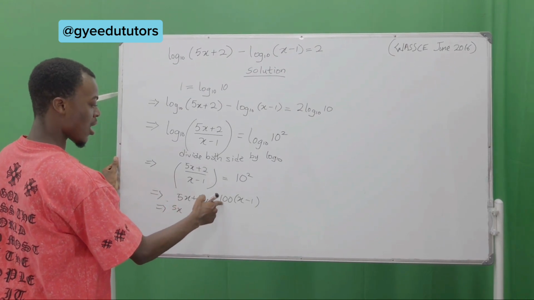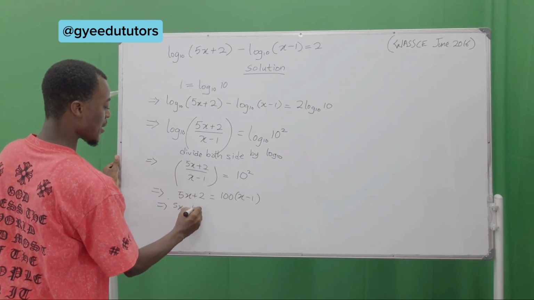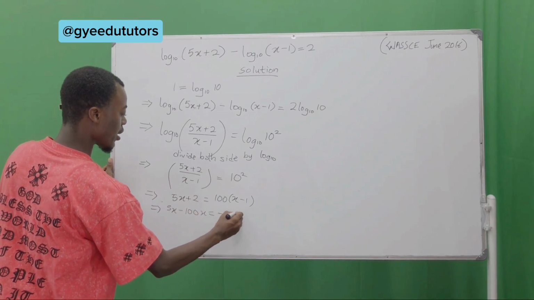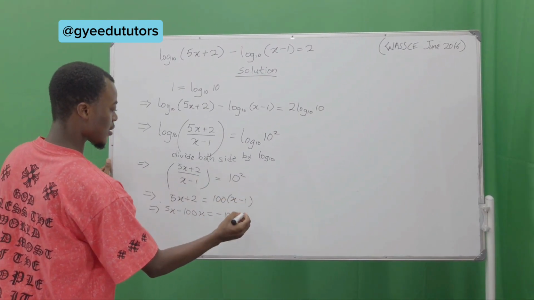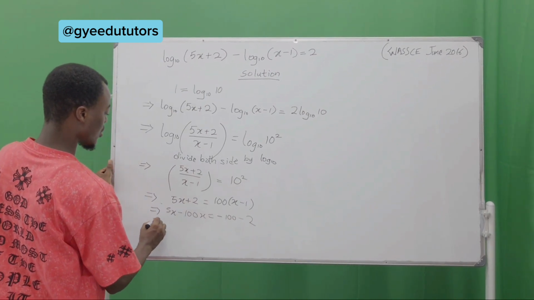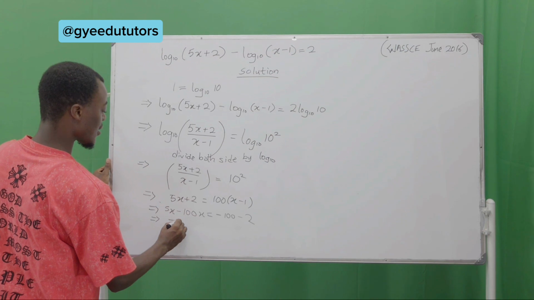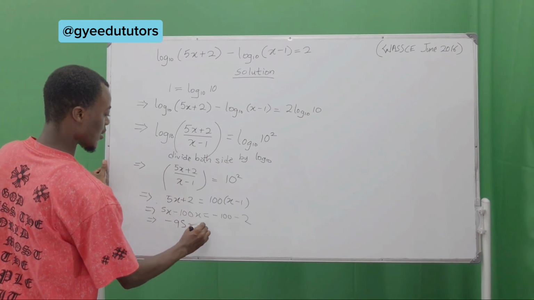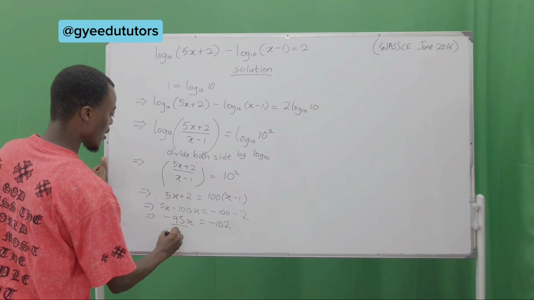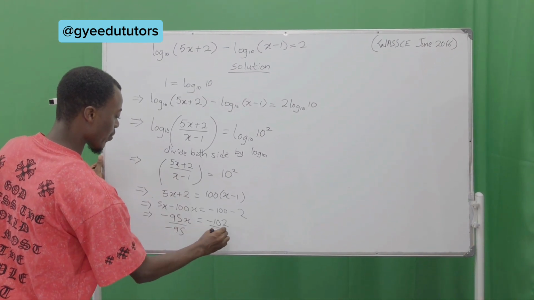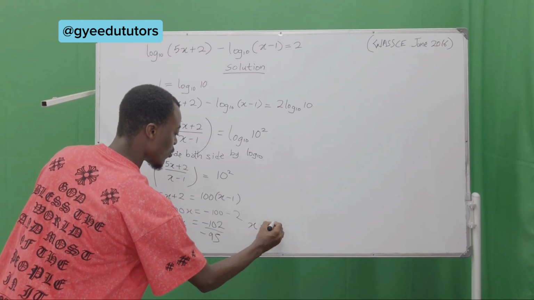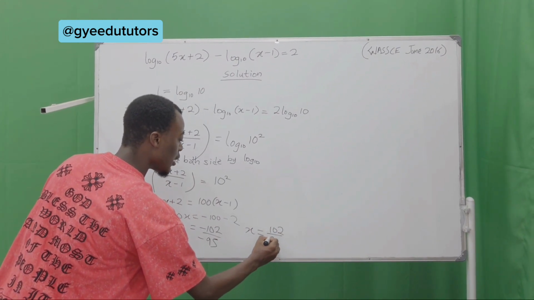5x, 100x here goes to the other side, becomes minus 100x. And we have what? Minus 100 here, and 2 goes to the other side and becomes minus 2. So now in total we have minus 95x equals minus 102. So now we divide both sides by 95. And now our x is equal to 102 over 95.